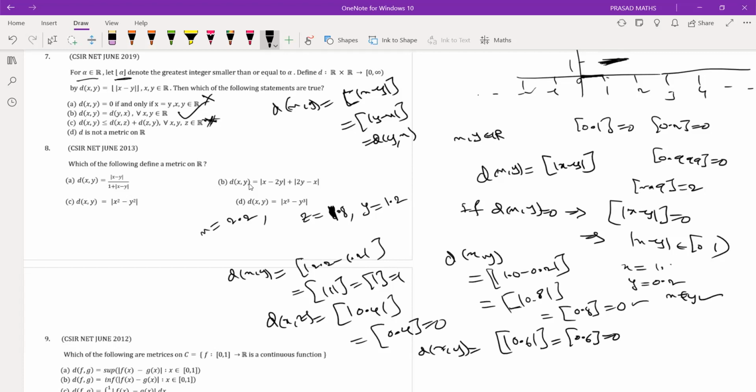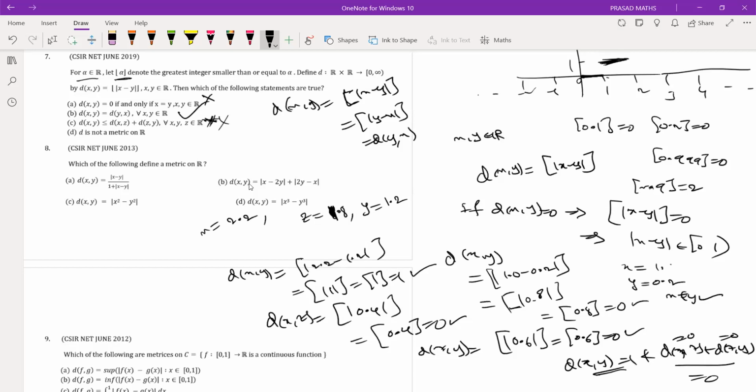So the distance between x and y is 1, but the distance between x comma z is 0, and the distance between z comma y is 0. The distance between x comma y is 1, and 1 cannot be less than the distance between x comma z plus the distance between z comma y, because that sum is 0. Left side is 1, right side is 0. Therefore, it does not satisfy the triangle inequality. Whenever a step function is there, some restriction is there, and we may guess that it is not a metric. That is the idea. So this is not true.